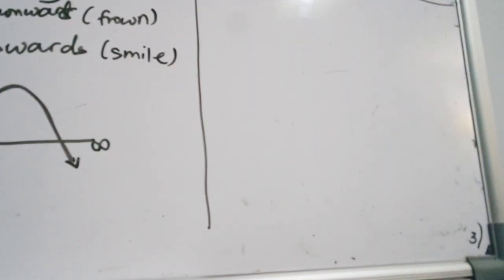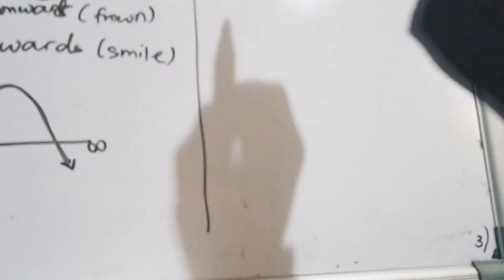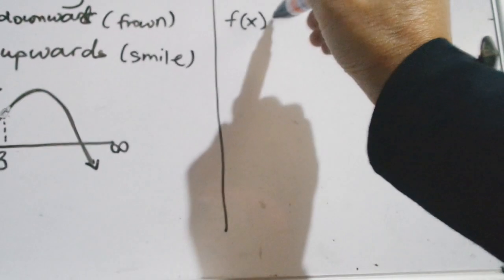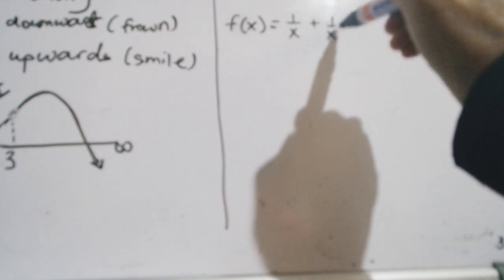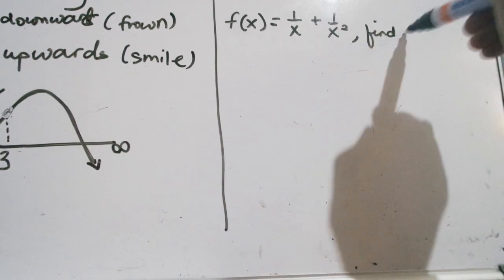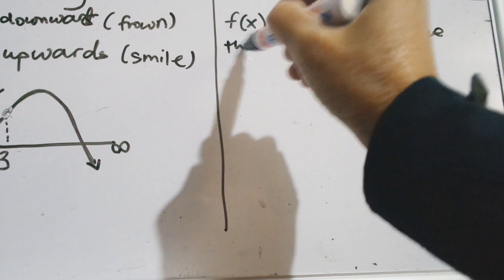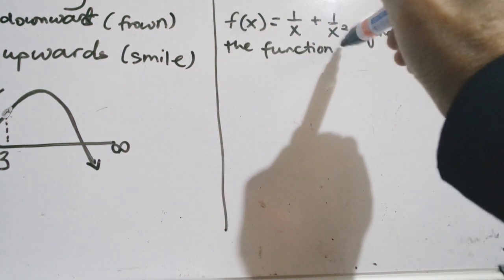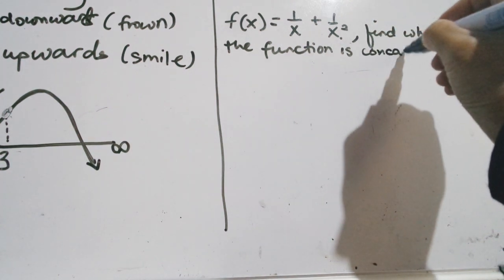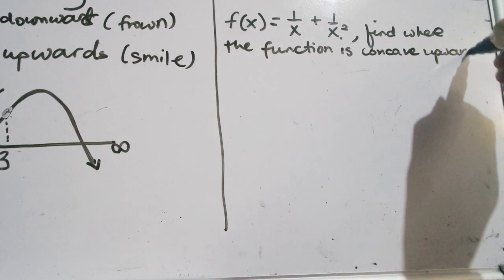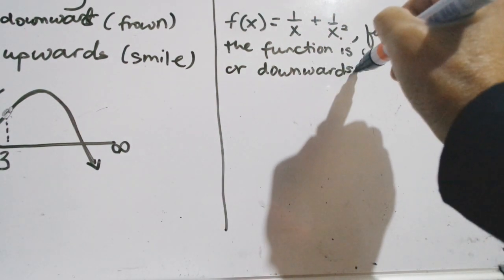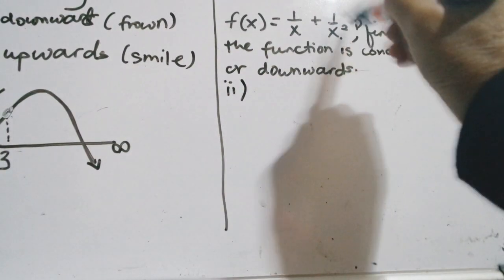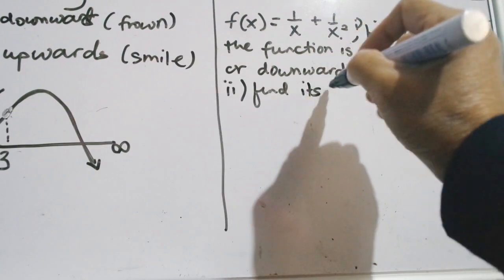Now, if you're given a function and they want you to find where the function is concave upwards and concave downwards. For example, you have the function f of x equals 1 over x plus 1 over x squared, and the question says: number one, find where the function is concave upwards or downwards. And number two, find its inflection point.